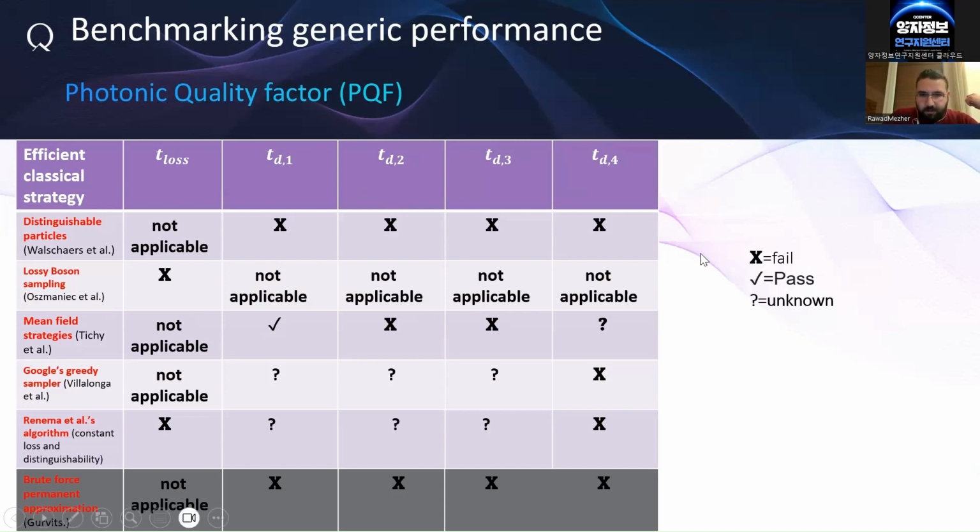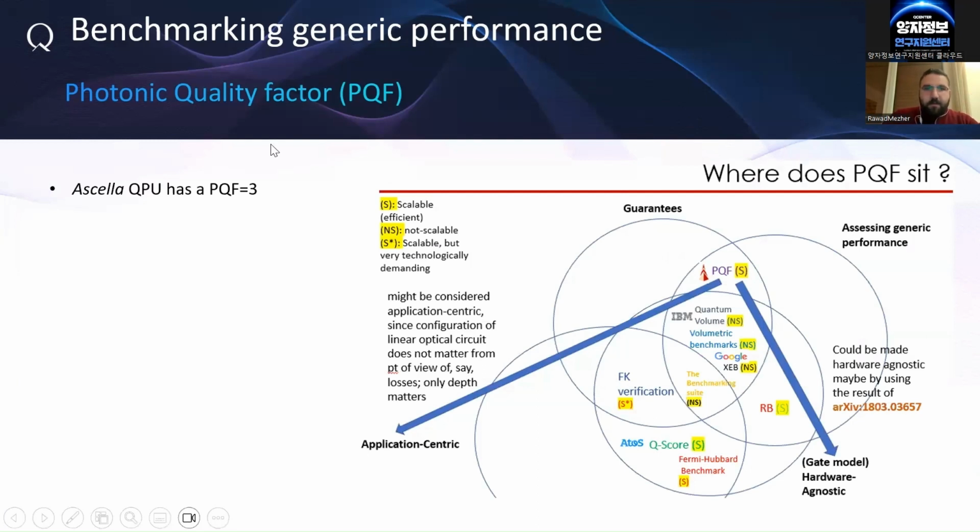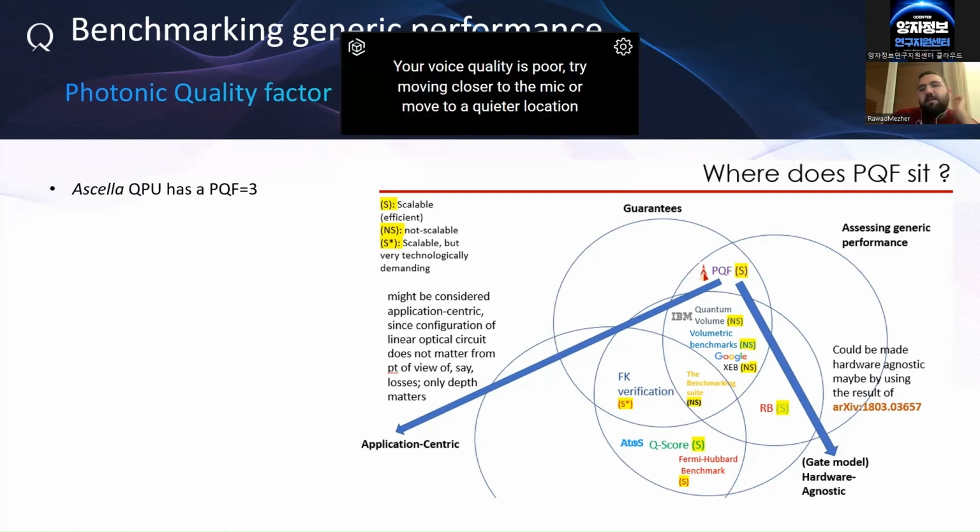Okay, and so I can just say that we've computed this benchmark on our QPU, and it has a PQF of 3. So basically 3 photons you can do reliably with passing. So you can pass 3 photons through the 12 modes, and you would reliably pass all the tests which we did.